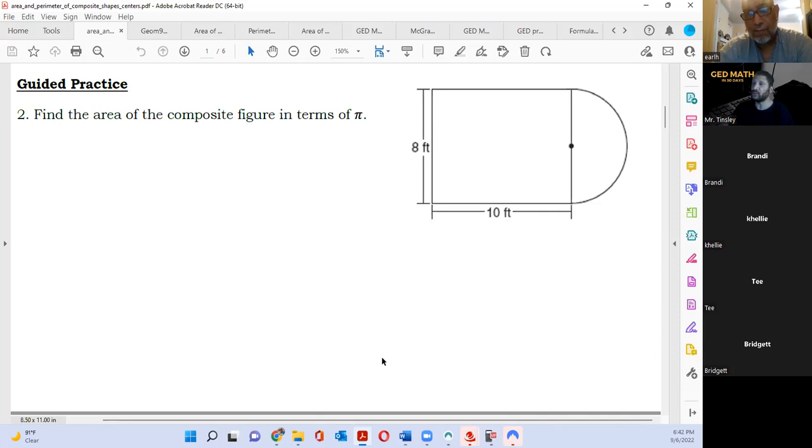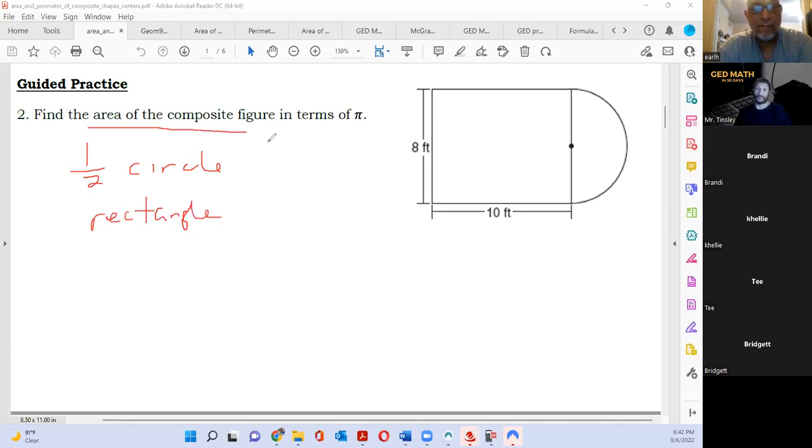What do I know? What 2 shapes do I have? Half a circle and a rectangle. Okay. I also know they want to find the area. So if I want to find the area of a rectangle, what's the formula? How do you find the area of a rectangle? It's length times width. Okay, so we got the area of the rectangle.